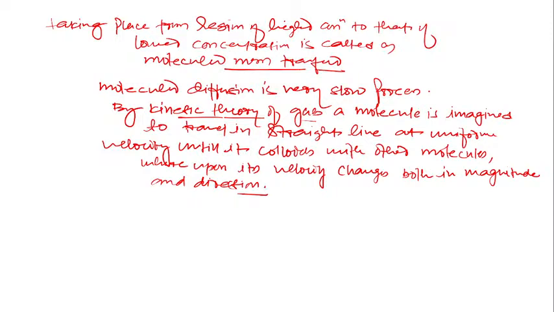And since the molecules are moving randomly and they collide with other molecules and change direction, the net distance in one direction which a molecule moves in a given time is only a small fraction of the total actual path. And that's why molecular diffusion is a very slow process.